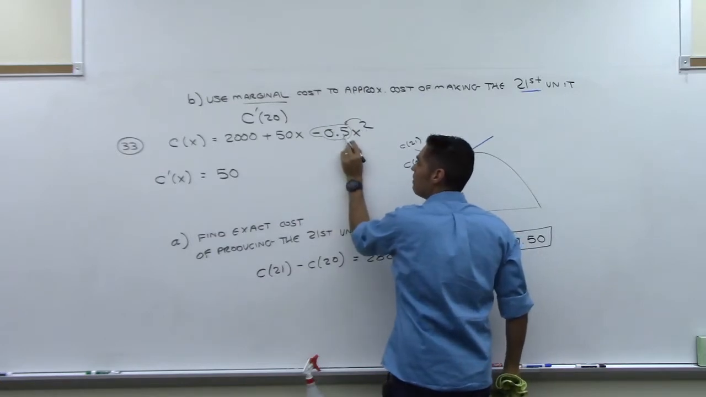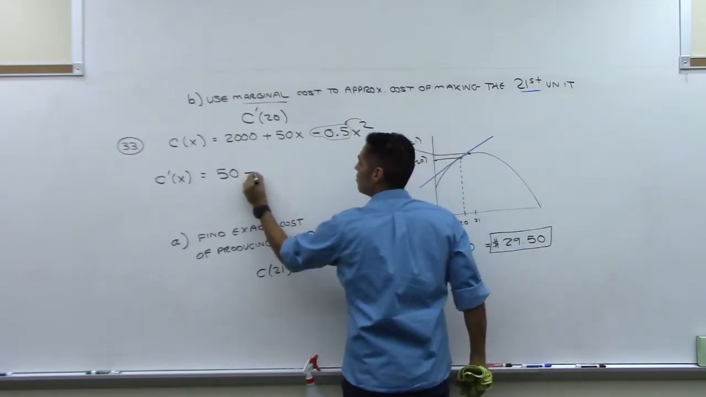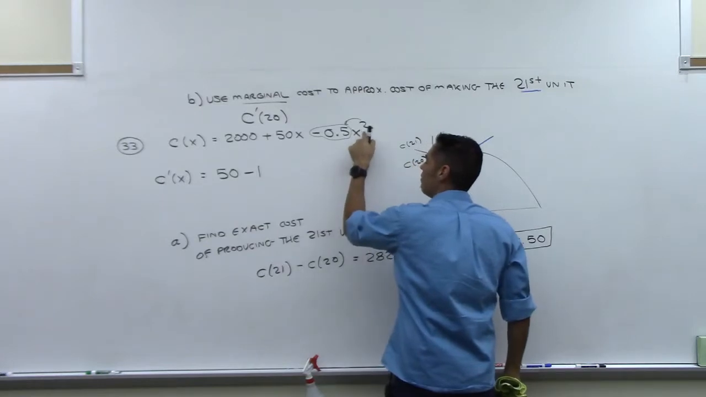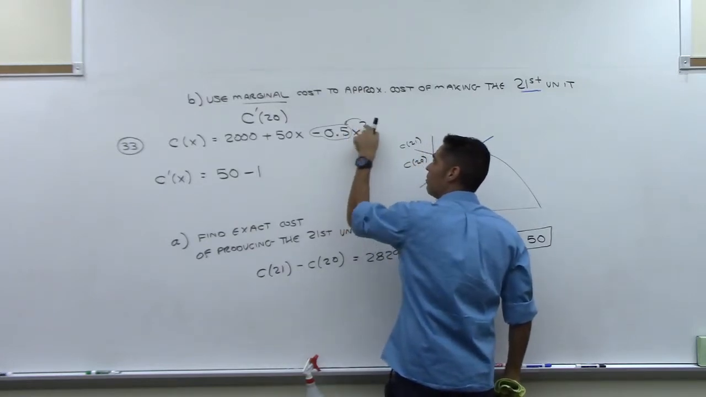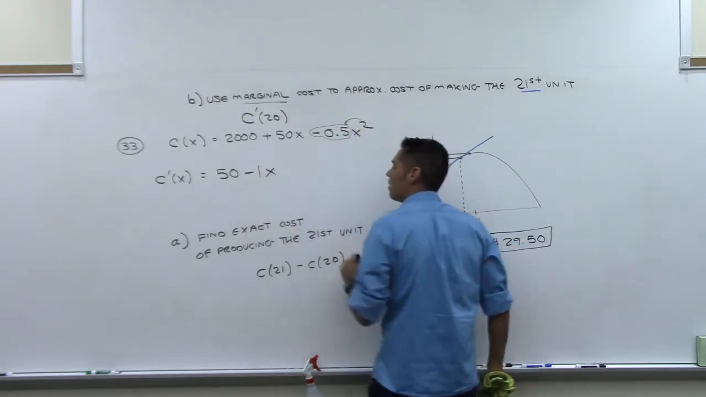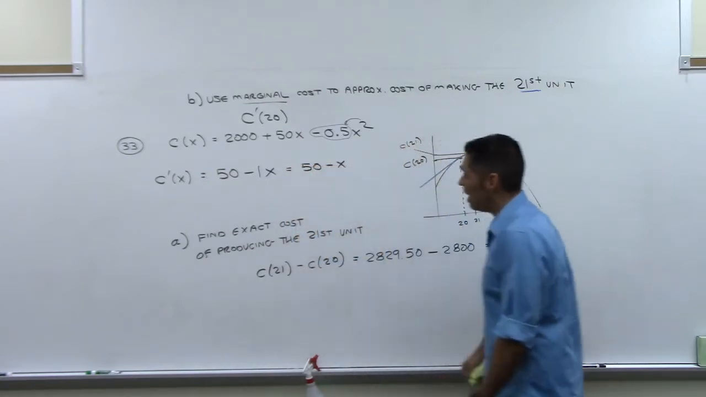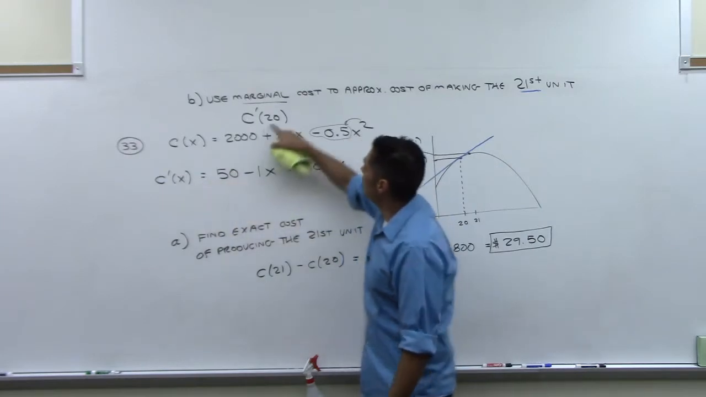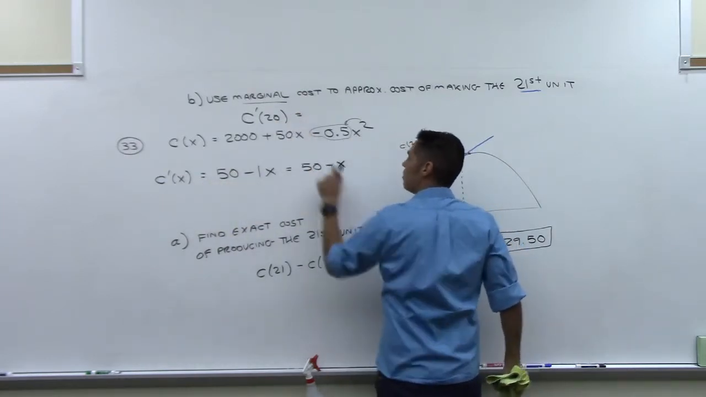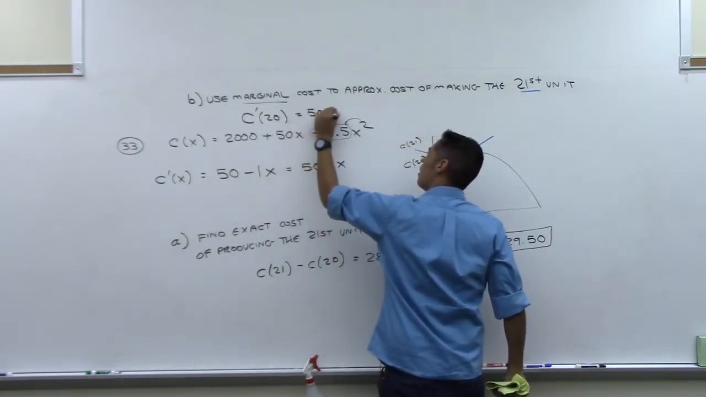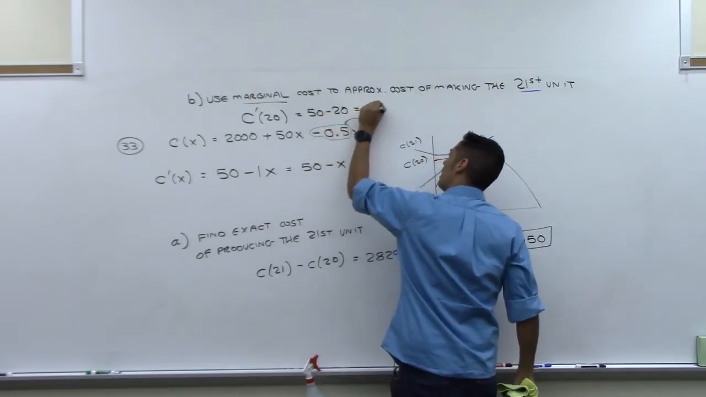2 times 0.5 is 1, so this should just be minus 1. And then when we took the derivative of x squared, the 2 came down, we just have x to the first power, so just 1x. In other words, 50 minus x. That's c prime of x. We want c prime of 20, so all we do is plug in 20 here, so we get 50 minus 20, which is 30.